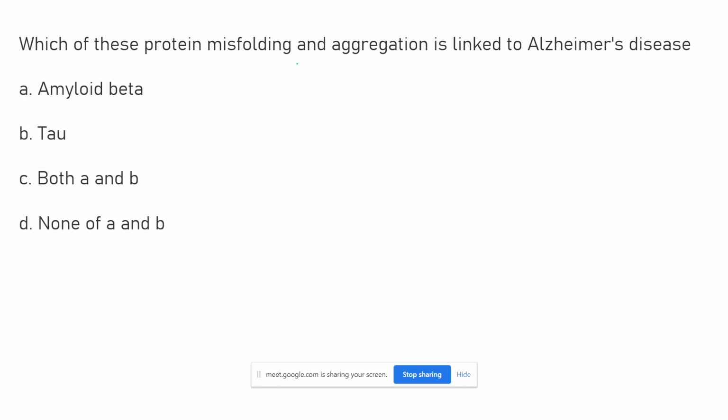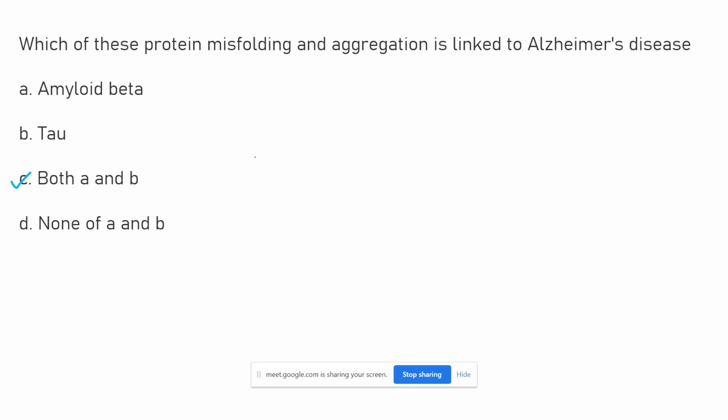Which of these protein misfolding and aggregation is linked to Alzheimer's disease? Is it amyloid beta? Is it tau protein? Is it both A and B, or none of the above? Alzheimer's disease is caused by misfolding and aggregation of both amyloid beta and tau protein. So the correct option is both A and B.